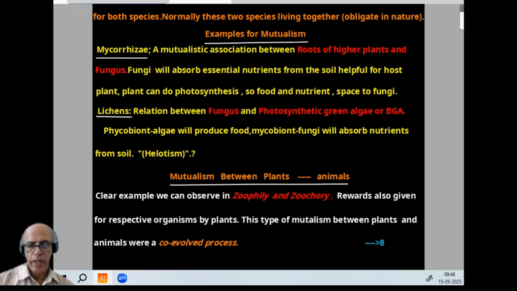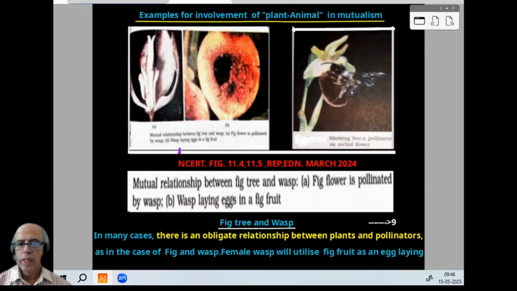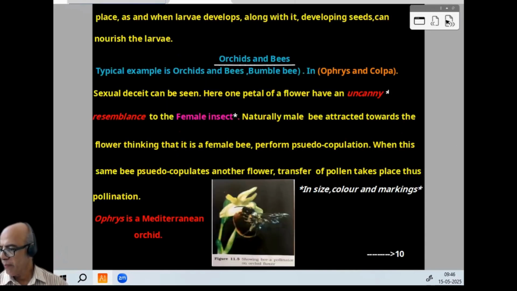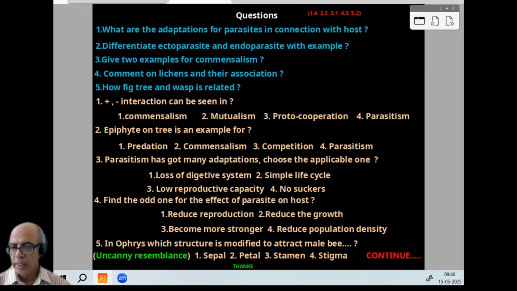Then next is lichens. Remember, there is a technical original term, antagonistic symbiosis, but that is not discussed in NCERT. For us, lichen is a symbiotic or mutualistic association. Then mutualism between plants and animals: two important terms, zoophily and zoochory, connected with the life cycle. Then plant-animal mutualism, typical examples given: fig tree and wasp. Then orchid and bee. Then the uncanny resemblance in orchid to the female insect, in size, color, and markings; uncanny means mysterious. Pseudocopulation. Then, as usual, 5 theory questions and 5 NEET model questions with the key.